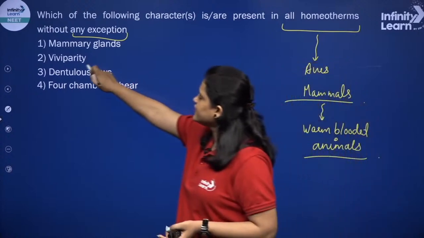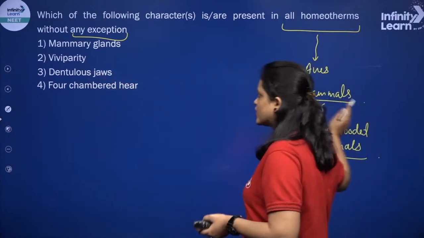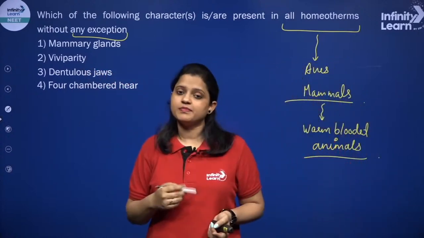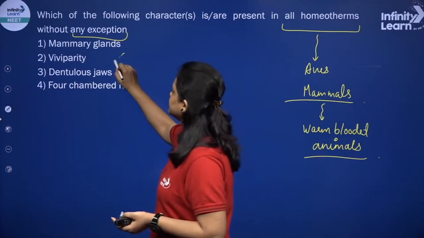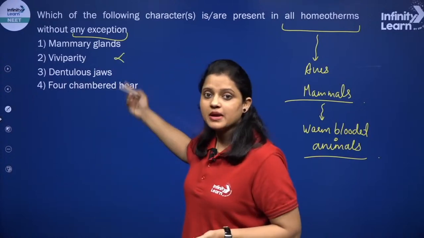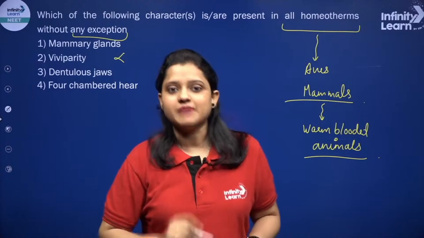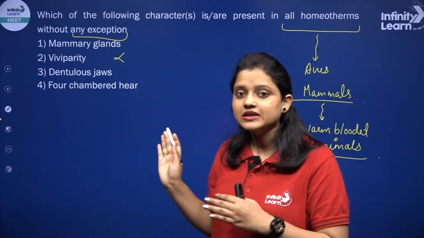Now, viviparity is written. Obviously, aves are oviparous, and there are also oviparous mammals. So this will not be the correct answer. Coming to mammary glands, mammary glands are present in mammals, but it is not present in aves.